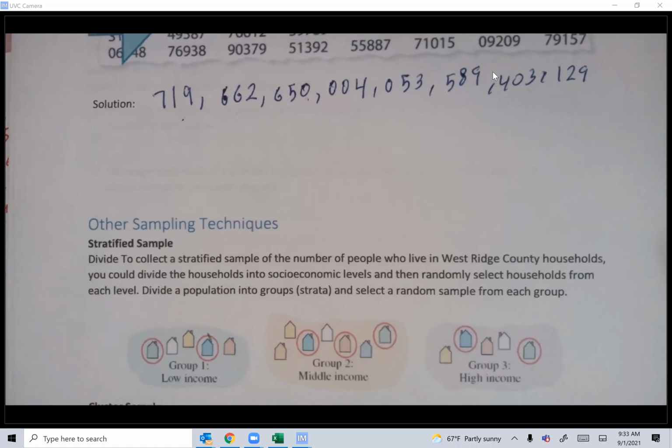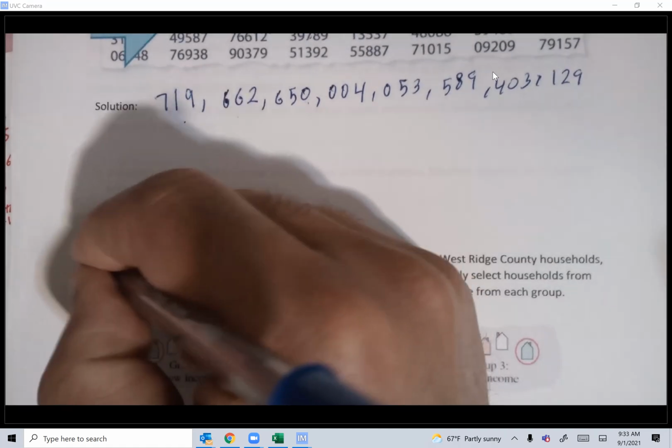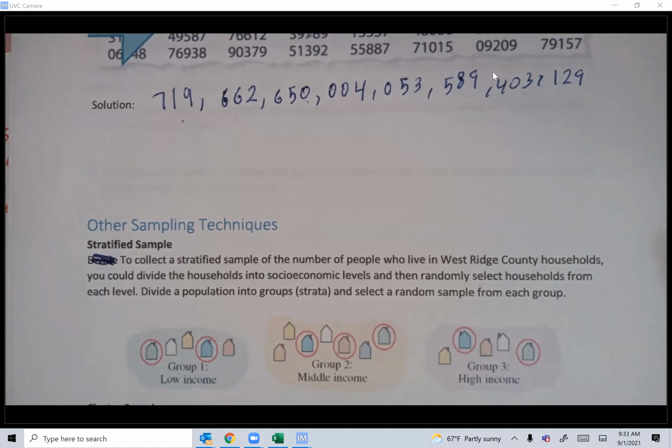Here's how a stratified sample works. Here's an example just to give you a feel of the sample. To collect a stratified sample of the number of people who live in the Westridge County households, the population is the Westridge County households. We divide the households into socioeconomic levels, so we divide them into areas. Group 1 is a low income area, group 2 middle income, and group 3 is high income. So we divide the county into 3 groups.